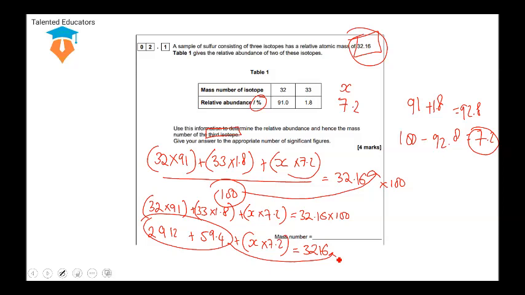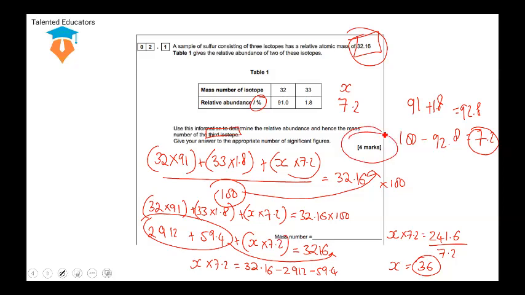Therefore, we're going to move this all onto this side now, so that turns into minus. X times 7.2 equals 3,216 minus 2,912 minus 59.4. And this then gives me X times 7.2 equals 241.6. Now the last thing we're going to do is move 7.2 over to the other side, so that turns into divide, and we know X equals 36, and that is our answer. So it is a bit long, but it's 4 marks, and there you get your 4 marks.